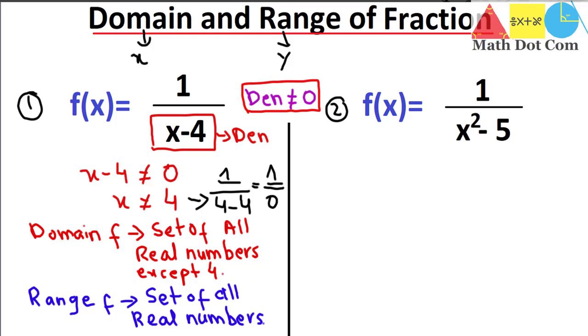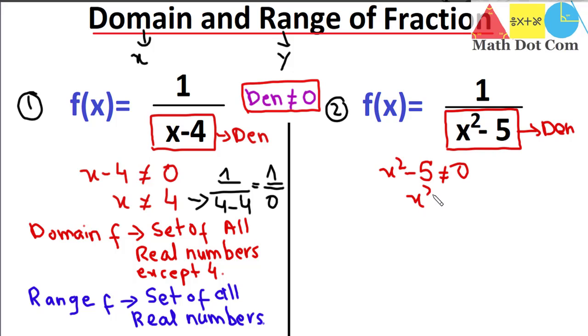Let's move to the next. In the next, similarly, we have a denominator, and this denominator needs to be equated. So we have to set x squared minus 5 not equal to 0. x squared should not be equal to 5. So you can say that x should not be equal to plus or minus root 5. If you take plus root 5 or minus root 5, it will give you an undefined number.